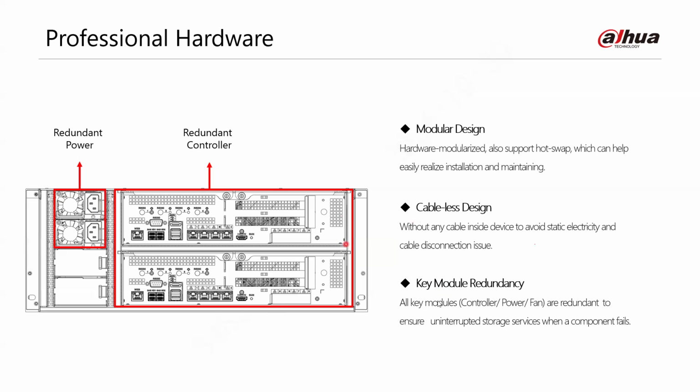Then we have this module redundancy. You can see we have these modules. It supports all key modules: the controller, the power, and the fan, whereby they are redundant to ensure uninterrupted storage services when a component fails. That's why we have redundant power. We have this part and the second part, the power, the fans, and again these controllers. So when one controller fails, the other controller keeps running the system so that you avoid loss of video streams from the camera.